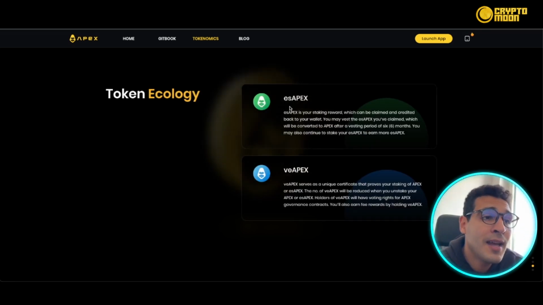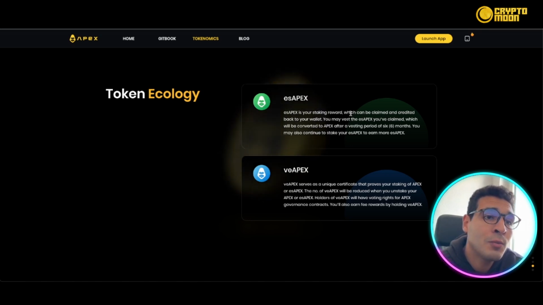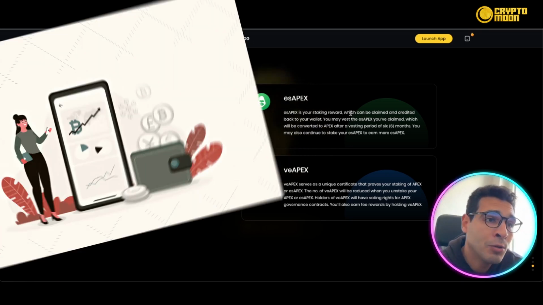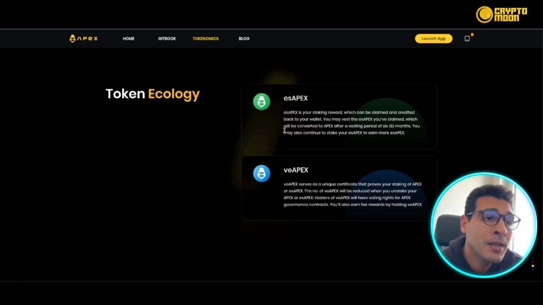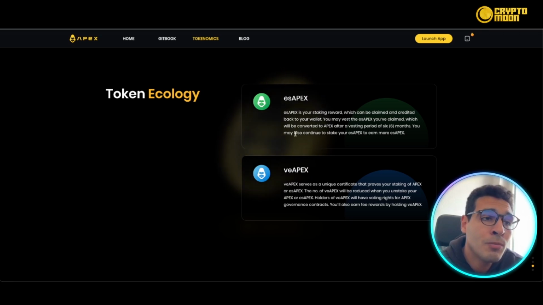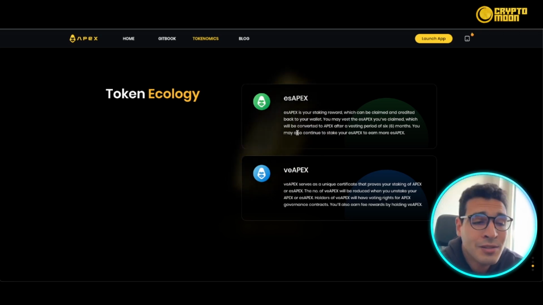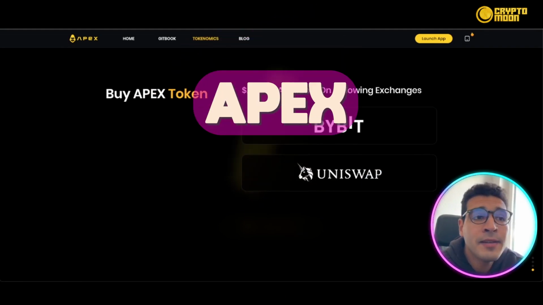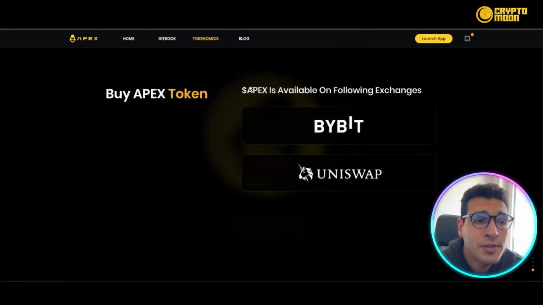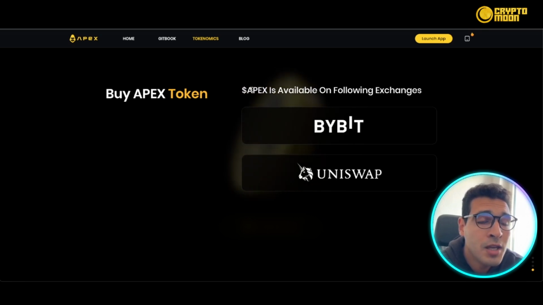Ease ApeX, and that's the staking reward which can be claimed and credited back to your wallet, and you may vest the Ease ApeX you've claimed, which will be converted to ApeX after a vesting period of 6 months, and you also may want to continue to stake your ApeX. That's completely up to you. So as you scroll down, you will find that ApeX here is available on the following exchanges: Bybit and Uniswap.